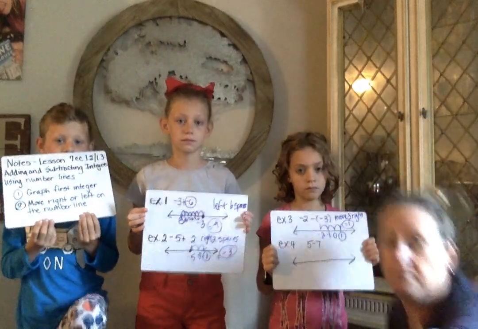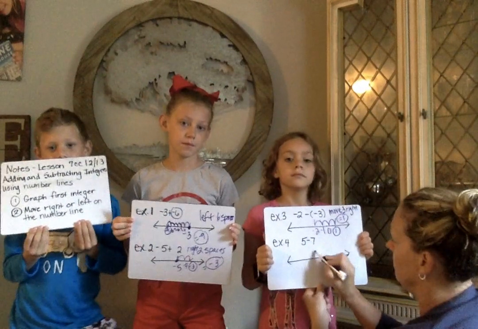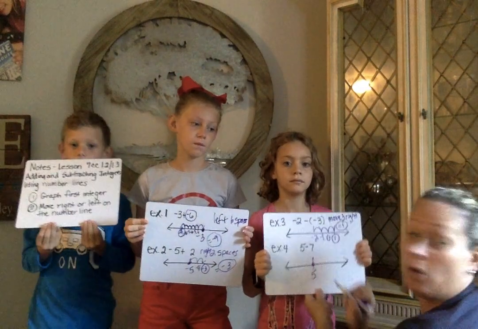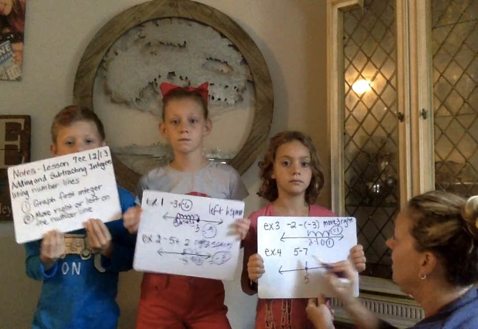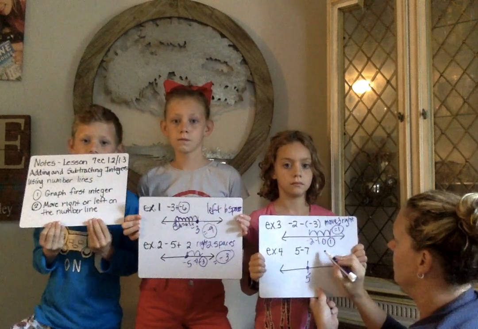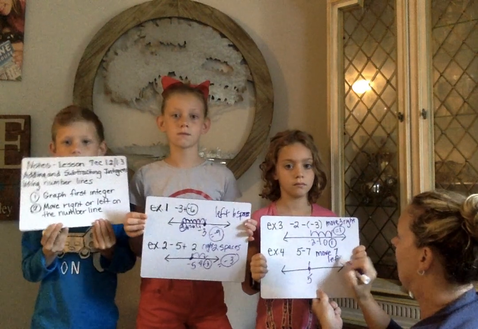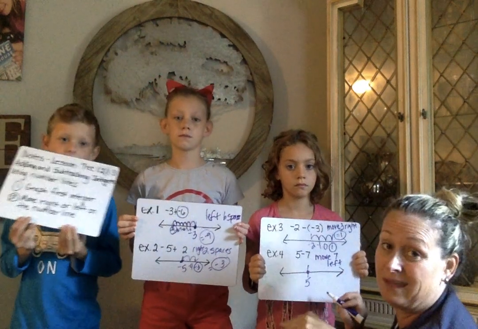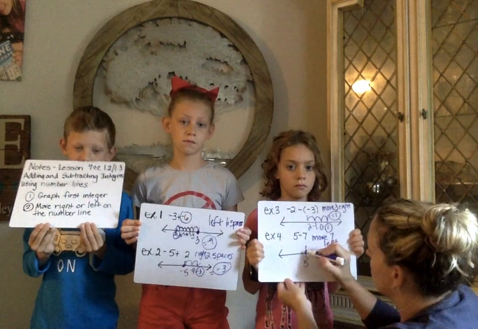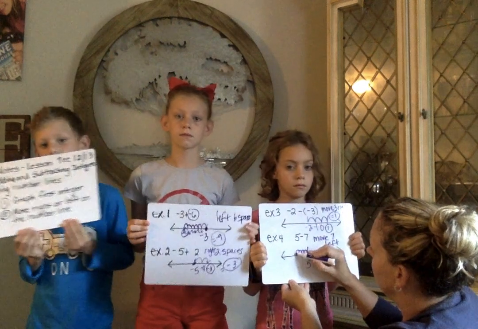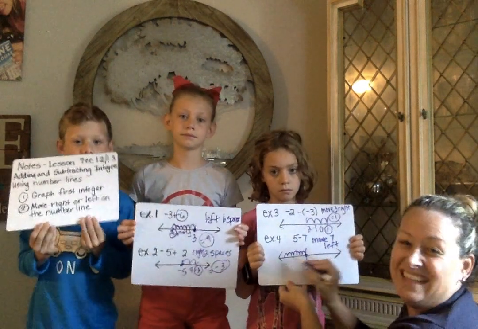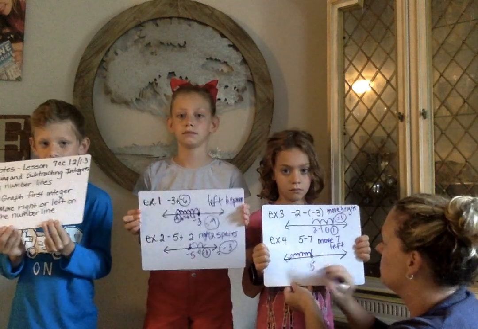For my last one, I have 5 minus 7. Putting a dot at 5, a point to indicate I've graphed it, and then it's -7, so I'm going to move 7 left. Now I didn't add enough space, so I may have to make my spaces pretty small. 1, 2, 3, 4, 5, 6, 7. I did my best to make sure the spaces were the same.